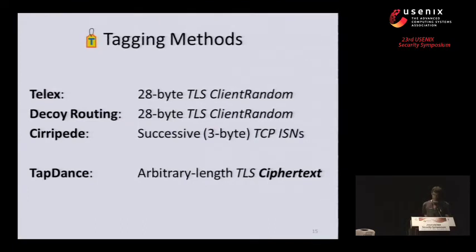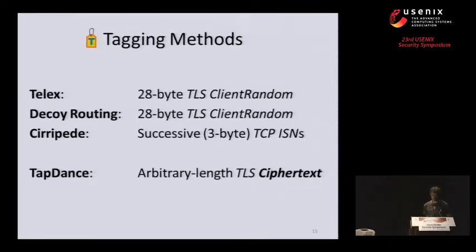A third place that TapDance differs from the previous 3 designs is in its tagging method. So when a client wants to communicate with an end-to-middle proxy, it needs to tag its connection in a way that only the end-to-middle proxy can see, and the client can't distinguish this tag from an untagged connection. And in Telex and Decoy Routing, this steganographic tag is placed in the TLS client random field of the TLS handshake, which is a nonce in the TLS handshake. And Curveball uses successive TCP initial sequence numbers in order to encode a similar tag. But all of these techniques are limited in that they are either a fixed size or require multiple connections in order to carry out a length of a tag.